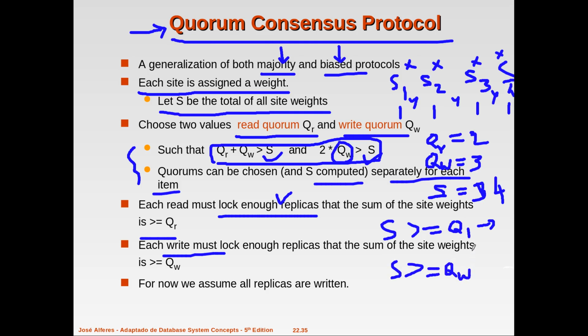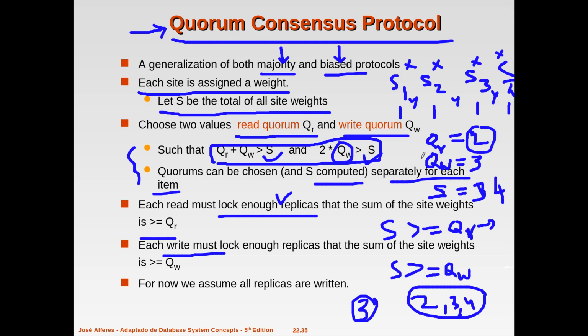So this is QR. If QR is, for example, 3, the read quorum is 3. Sorry, in our example, if QR is 2, it must lock 2 or more replicas. So the sum of site weights must be greater than or equal to QR. The total site weight is actually 4. So it must lock 2 or 3 or 4 replicas for accessing the read lock.